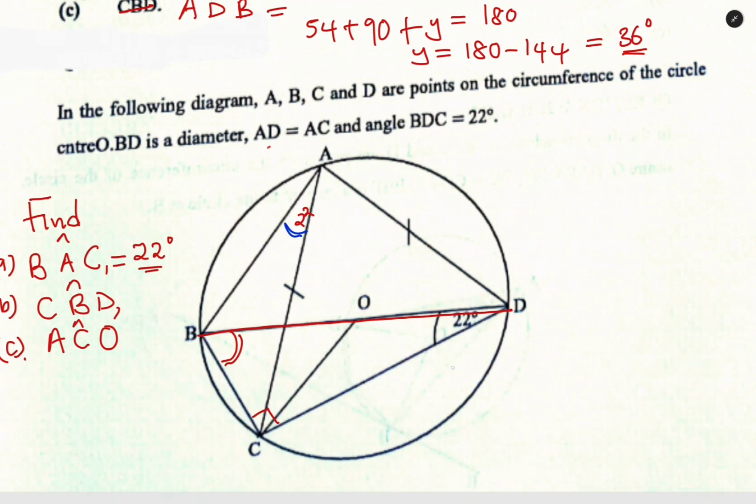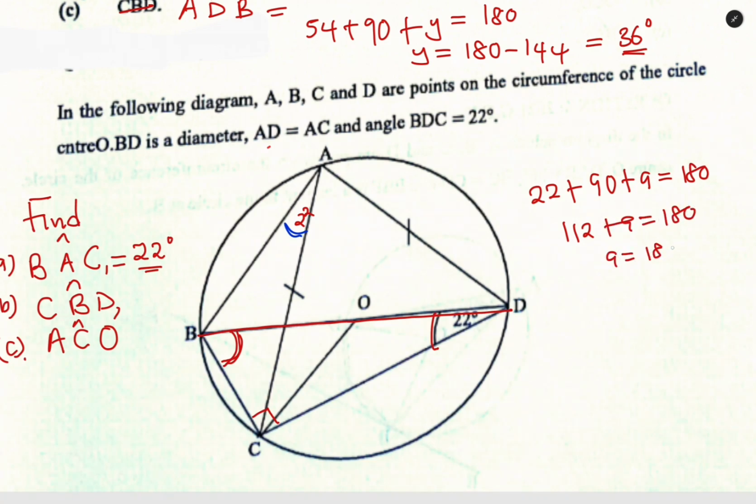So this angle here is 90, and we have 22 here. We can use the property of angles in a triangle, where we say 22 plus 90 plus this angle that we do not know, we can put A, is equal to 180. So 90 plus 22 gives us 112, plus A equals 180. So A is equal to 180 minus 112, which gives us 68 degrees. That is another way that you can use to find this angle.